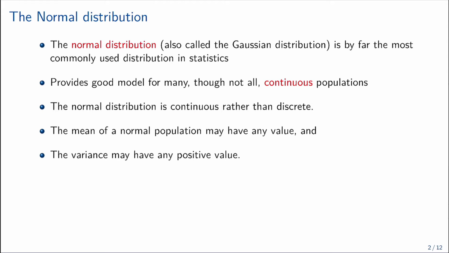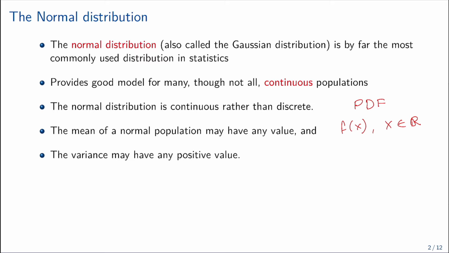The normal or Gaussian distribution is by far the most commonly used distribution in statistics. It provides a very good model for many, although not all, continuous populations. The normal distribution is continuous rather than discrete, as opposed to Poisson and binomial distributions. This is continuous, meaning that we now have a probability density function, which is a function of x, and x is a real number. So x takes any value, not just 0, 1, 2, 3, as in the Poisson distribution.